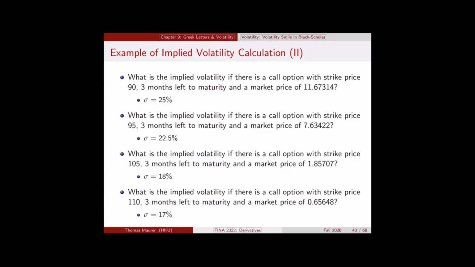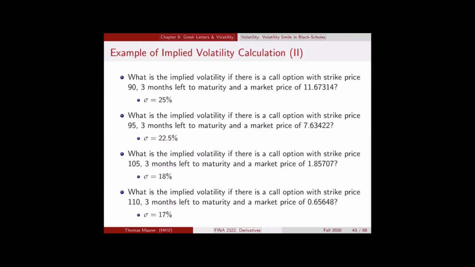Let's suppose we also look at the call option with a strike price of $90. This call option is now actually in the money already, and also has 3 months left to maturity. Let's suppose the market price is $11.67314. If again you use that same procedure as before, set the Black-Scholes formula equal to that price and solve for volatility, you're going to get a volatility of 25%.